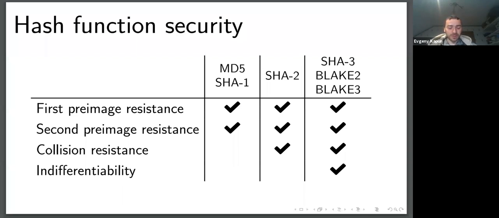These four properties are ordered from weakest to strongest. So if a function doesn't have first preimage resistance, then it won't have any of the later properties as well. If a function doesn't have second preimage resistance, then it won't be collision resistant. And if a function is not collision resistant, then it won't be indifferentiable. So later hash functions provide strictly more security than the earlier ones.